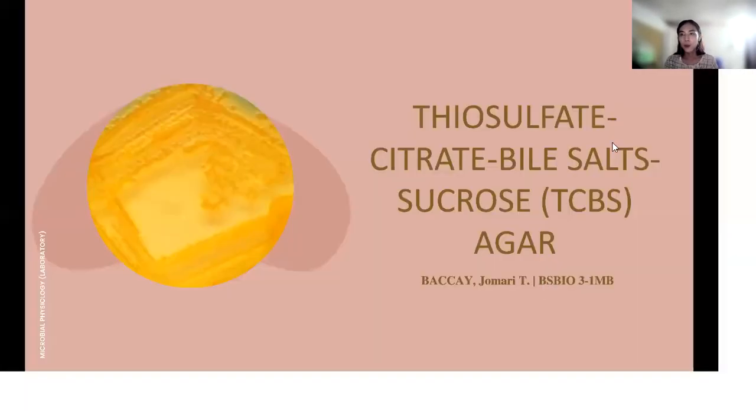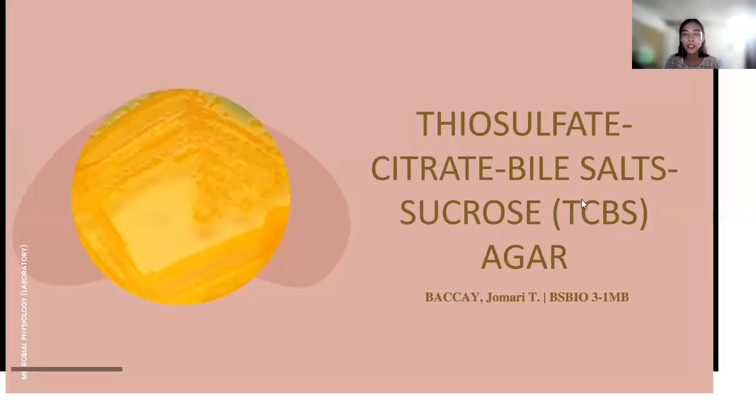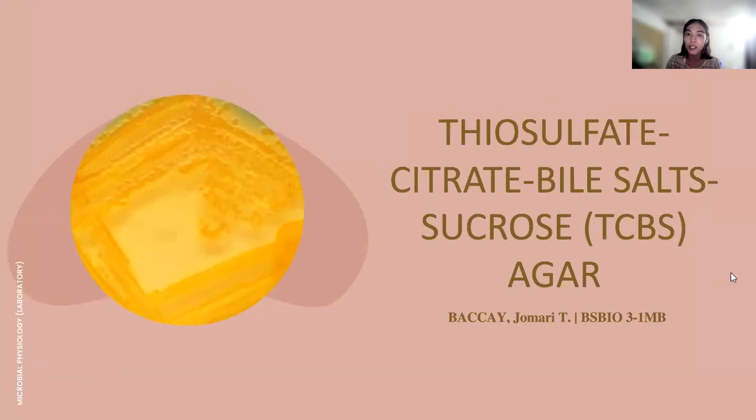Okay, so our discussion is about the TCBS Agar. TCBS stands for Thiosulfate Citrate Bile Salt Sucrose Agar. As you can see, this is an example of the TCBS agar with Vibrio cholerae. The agar turned yellow as we observed it, because of the presence of microbial colonies in your medium.